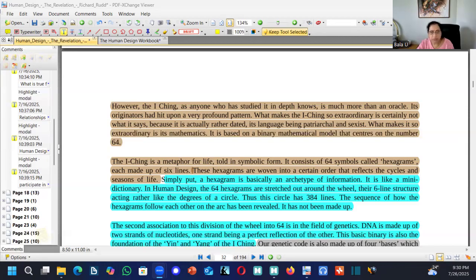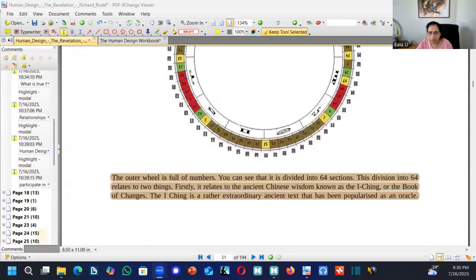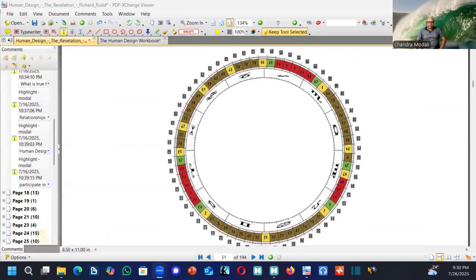In human design, the 64 hexagrams are stretched out around the wheel, their 6-line structure acting rather like the degrees of a circle. Thus, this circle has 384 lines. The sequence of how the hexagrams follow each other on the arc has been revealed. It has not been made up. So basically, what is it saying?